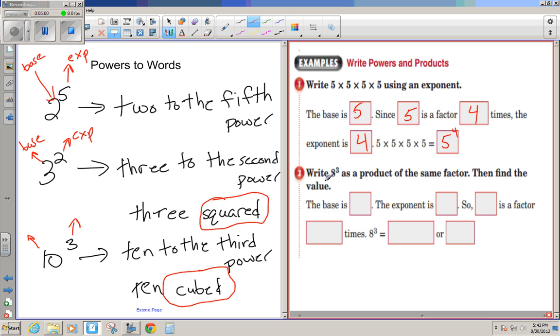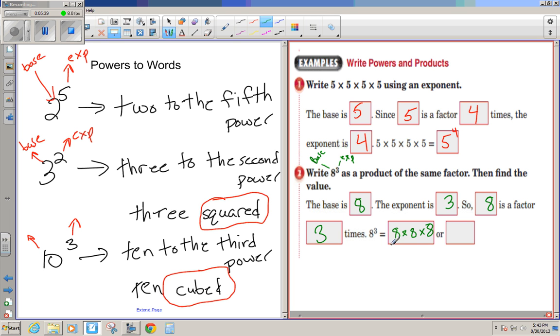Now, we're doing the opposite. Write 8 to the third as a product. Why don't you arrow in here? Please remember that the 8 is the base and the 3 is the exponent. So the base is 8. The exponent is 3. So 8 is a factor 3 times. 8 cubed is 8 times 8 times 8.